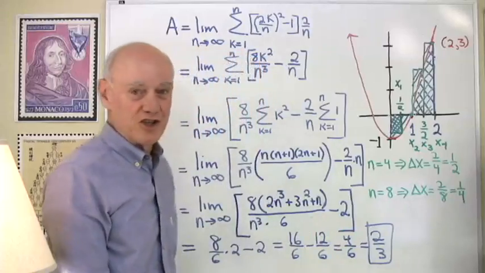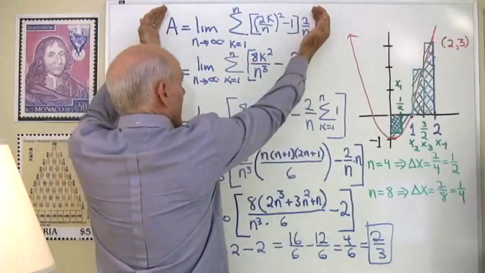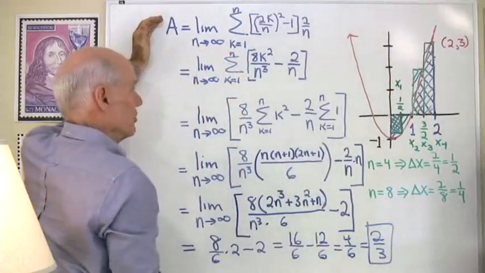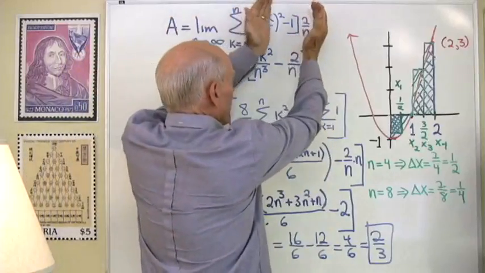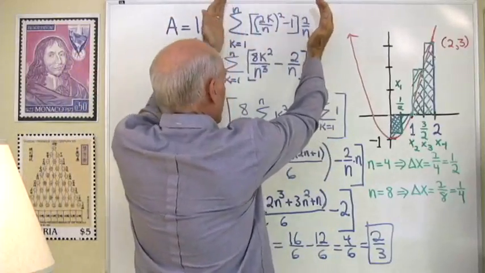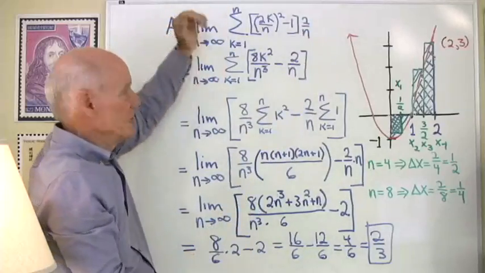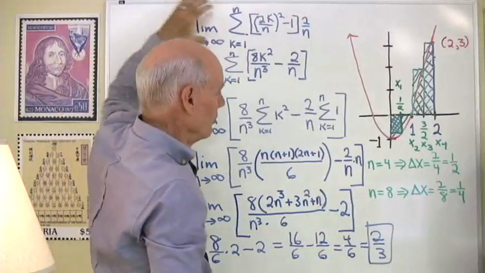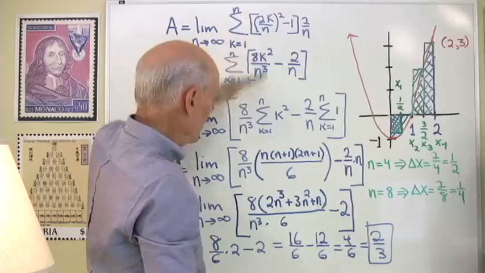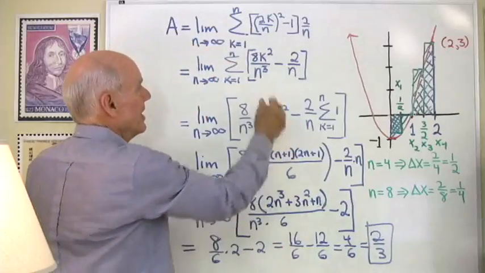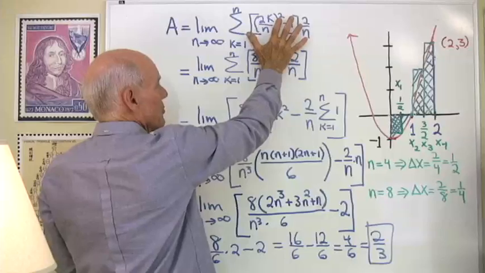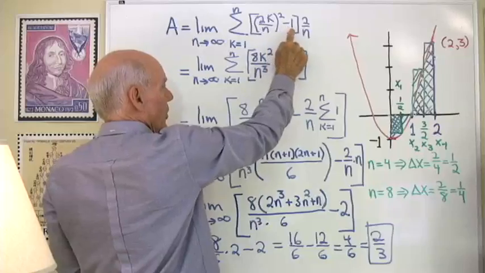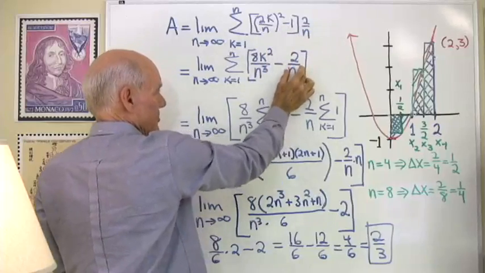Okay, so the rest is just algebra. Here's my expression right here for the area under this curve from x equals 0 to x equals 2. It's the height of each rectangle times the width of each rectangle. I add all n rectangles, and then I let n go to infinity. So I know that I've got a hold of that area right here. The rest is just going to be algebra. So I look here, (2k over n) squared times 2 over n, that's that expression. Minus 1 times 2 over n, that's that expression.